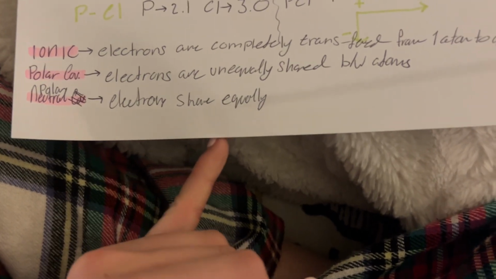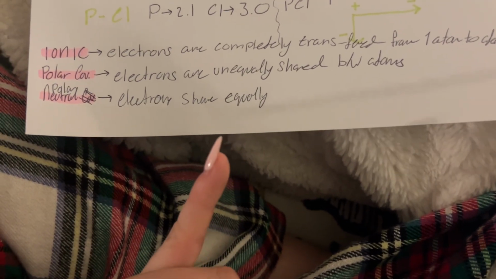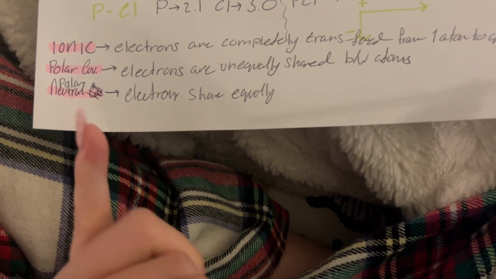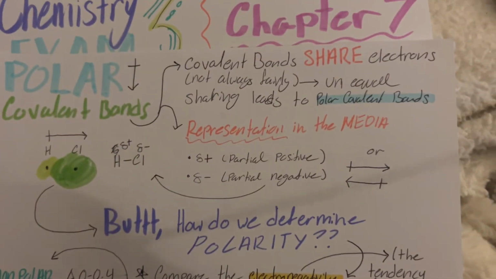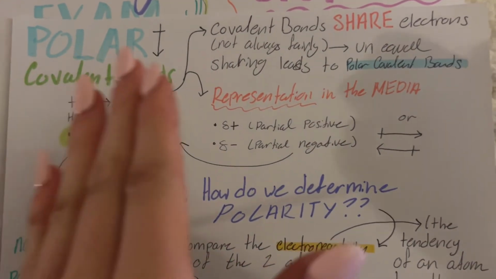I even looked it up and the AI said that's not a term used in chemistry. Anyways, electrons shared equally. Okay, that's the basics of it, and then let's go into here. There's also a little bit of representation.